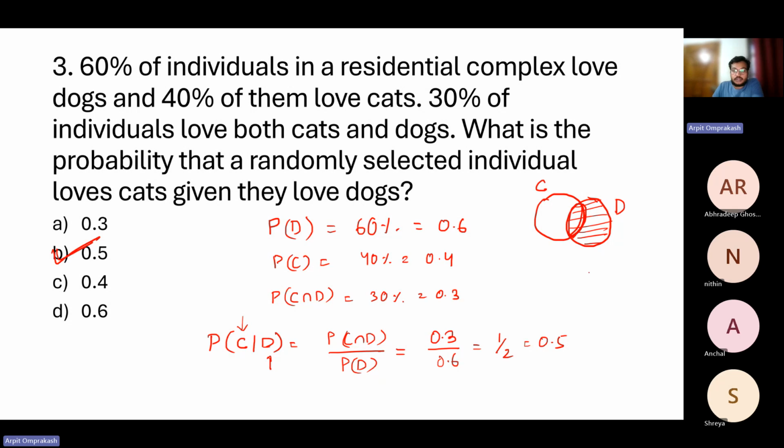We can also say that this probability of C intersection D can also be written as probability of CD, or it can also be denoted as probability of C and D. These are just the different ways in which we write this.